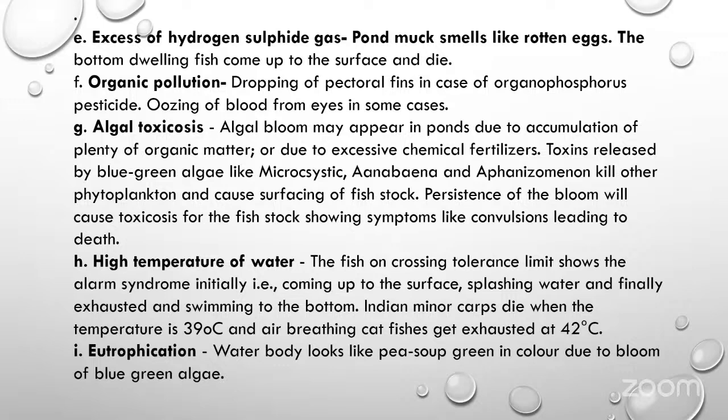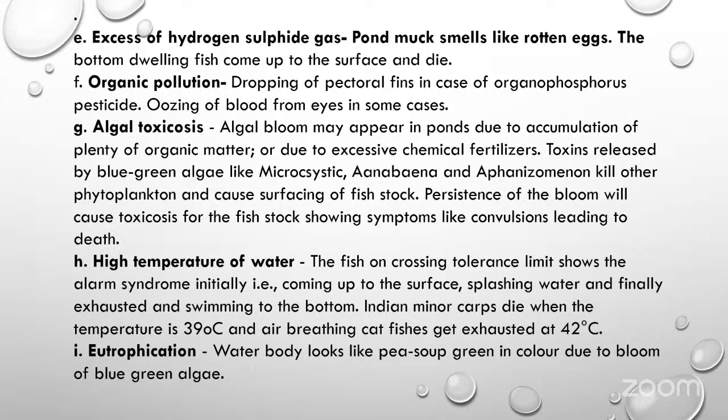Now, excess of hydrogen sulfide gas, and pond muck smells like rotten eggs. So what happens? The bottom dwelling fish come up to the surface and die. So if excess of hydrogen sulfide gas is present, the fish that dwell at the bottom level come to the surface and die.